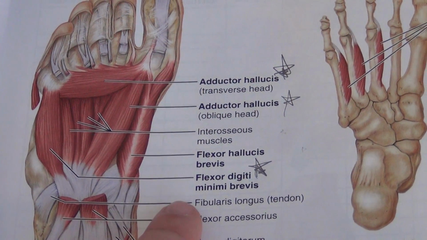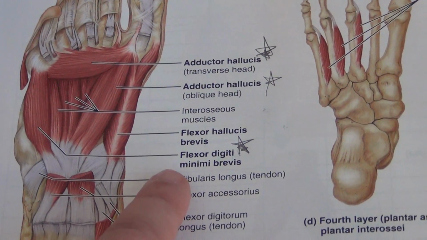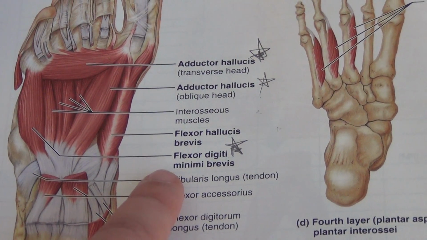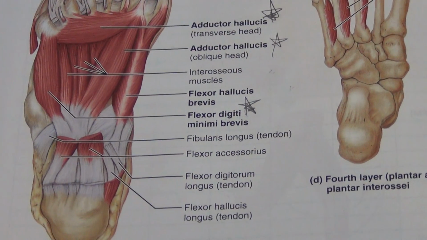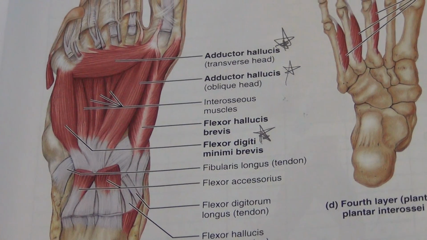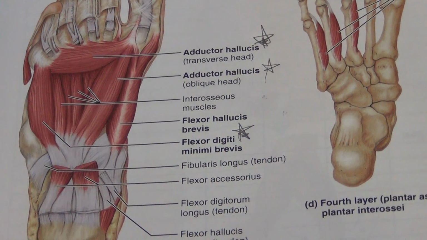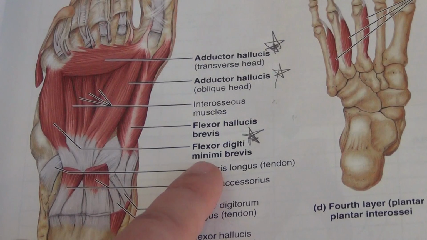Next is the flexor digiti minimi brevis. The origin is the base of metatarsal 5. The insertion is the proximal phalanx of the 5th toe, and the action is it flexes the little toe at the metatarsophalangeal joint. Right there.